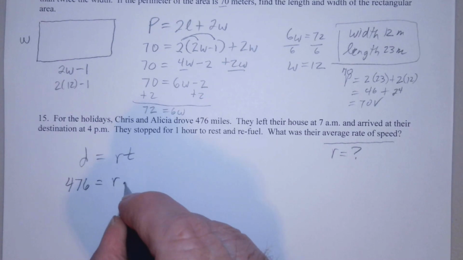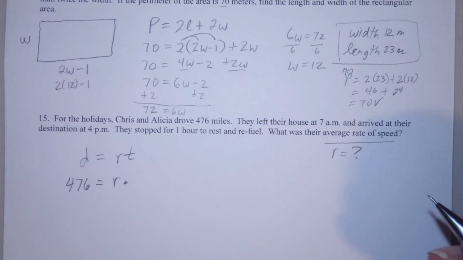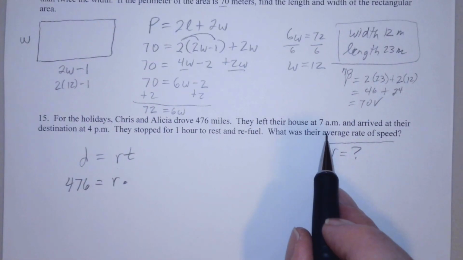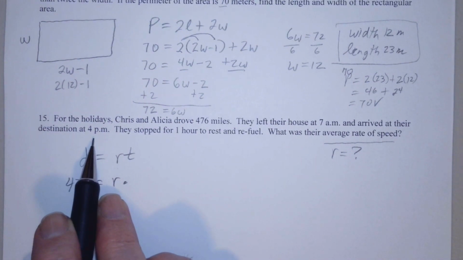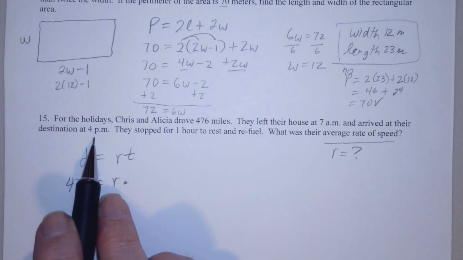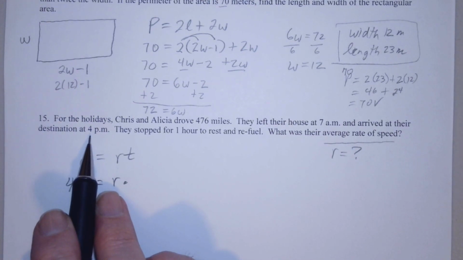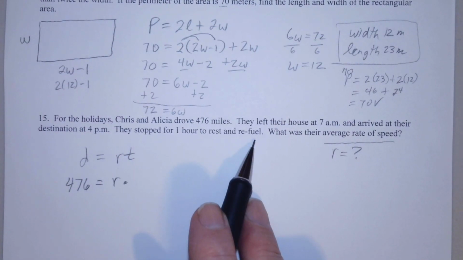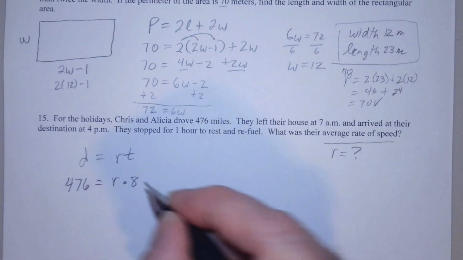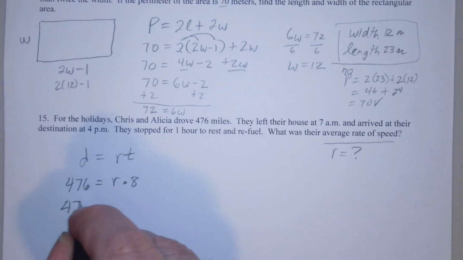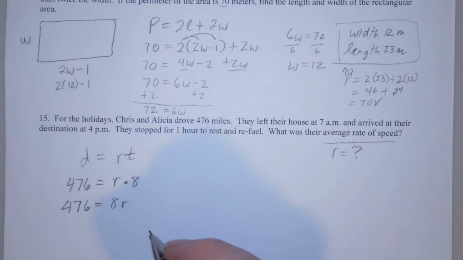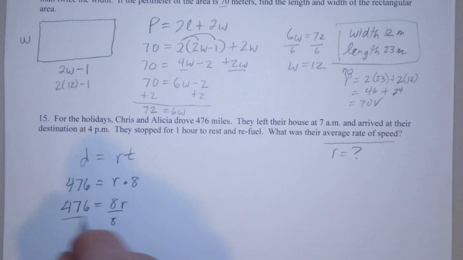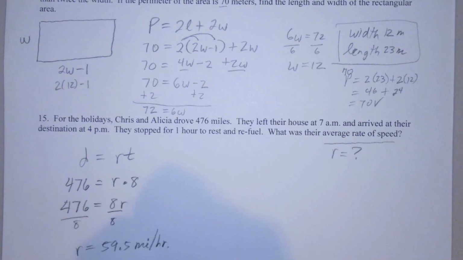We don't know R. Now be careful here with the time. We want to know how long did they drive. They left at 7 a.m. and they arrived at 4 p.m. So 7 up to 12 p.m., that's 5 hours, and then another 4 hours to get to 4 p.m. So that's 9 hours. However, they did stop for an hour to rest, so you have to subtract that, and so this is 8. Basically I would write this as 476 equals 8R. We'll divide both sides by 8 to get R by itself. And when you divide there, you should get 59.5 miles per hour. Or you could put mph.